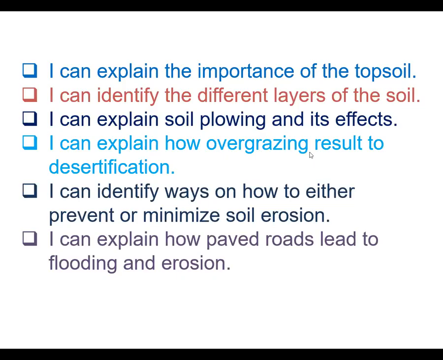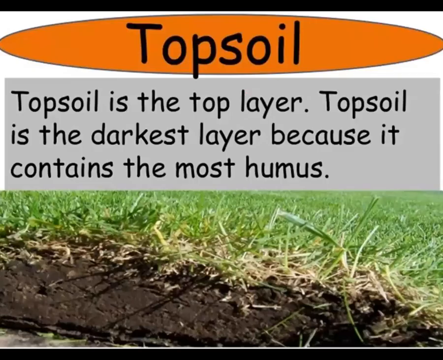Our target competencies for this lesson are the following. I can explain the importance of the topsoil. I can identify the different layers of the soil. I can explain soil plowing and its effects. I can explain how overgrazing results in desertification. I can identify ways to either prevent or minimize soil erosion. And finally, I can explain how paved roads lead to flooding and erosion.